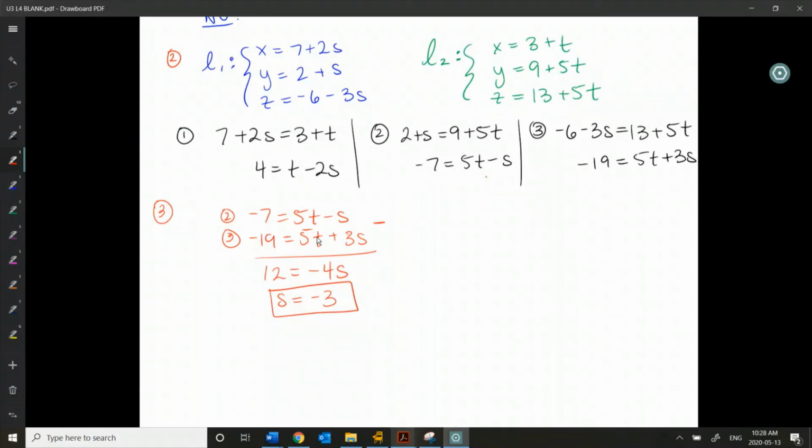Okay, now you need to use equation 2 or equation 3 to solve for the remaining t value. I think equation 2 would probably be the easiest here. So we're going to sub this into equation 2 in order to solve for t.